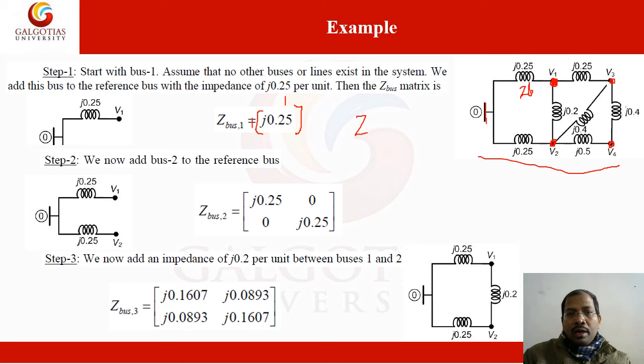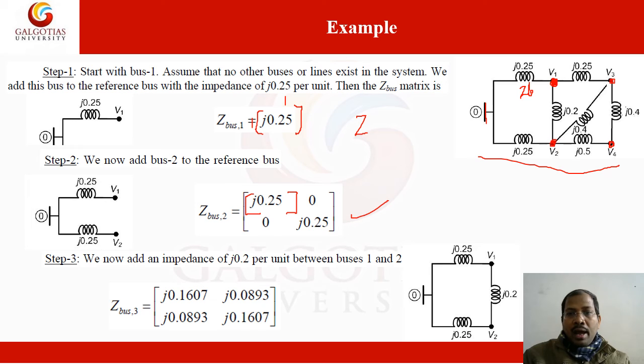Now we are just going to add bus 2 to the reference bus. This V2 is connected to the reference bus through J0.25. So we again use step 1. So here step 1, this is the Z bus old, 0 and 0, and you have to take the ZB. ZB is nothing but equal to J0.25. So this is the second Z bus.